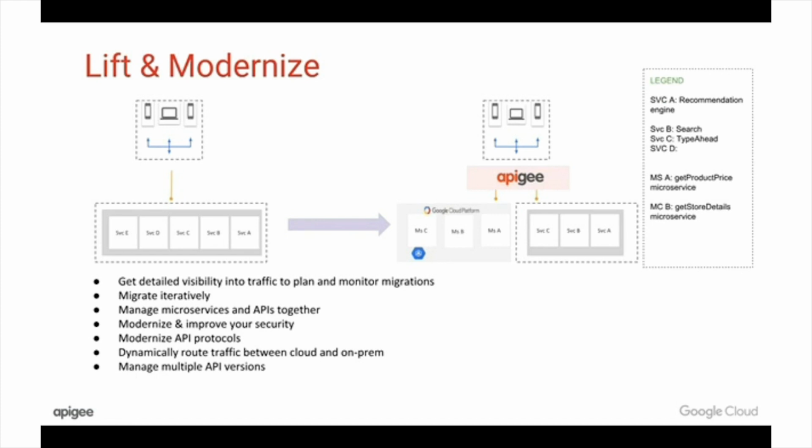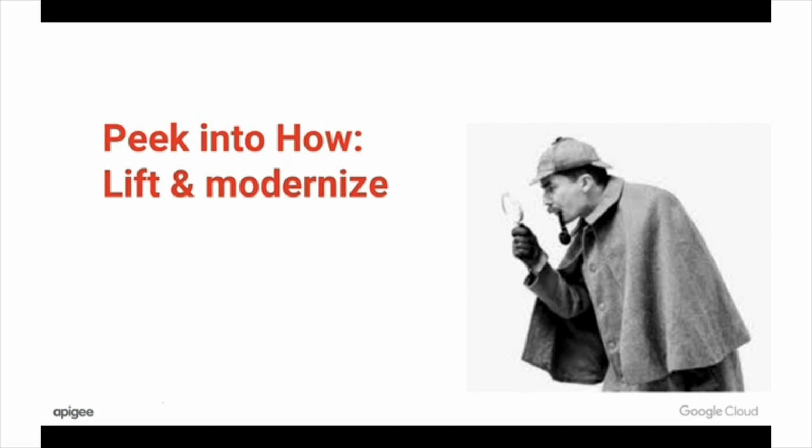Apigee will also help in this lift and modernize to bridge between those external APIs, which your consumers are calling, and those internal microservices, which are in turn managed by Istio. Apigee is deeply integrated with Istio so that you have a common plane to manage those external facing APIs as well as those internal microservices. And there are a whole bunch of other things which Apigee can do, from providing the right visibility, the right analytics, to managing multiple API versions and whatnot. Let's now dive a little deeper into how Apigee can actually help you to lift and modernize.